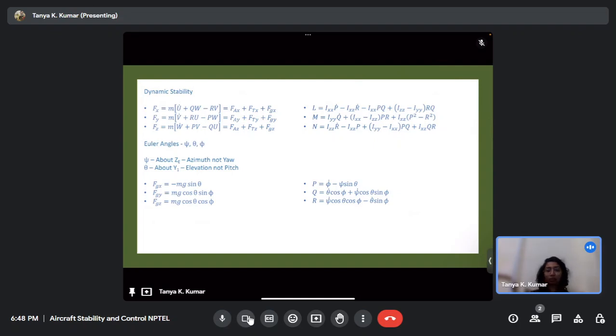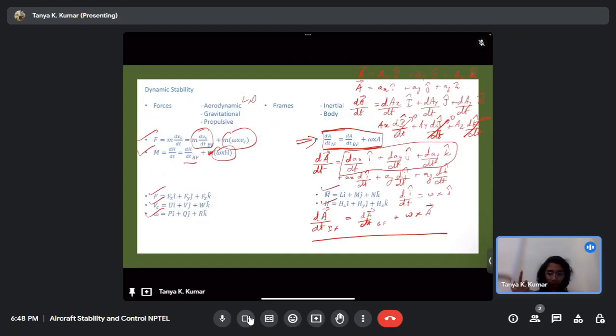Alright. So now we take the force and the moment equations and expand them. From where did we get these equations? From this force equation and this moment equation. Each of those is three equations. So together we get these 6 equations of motion for an aircraft.